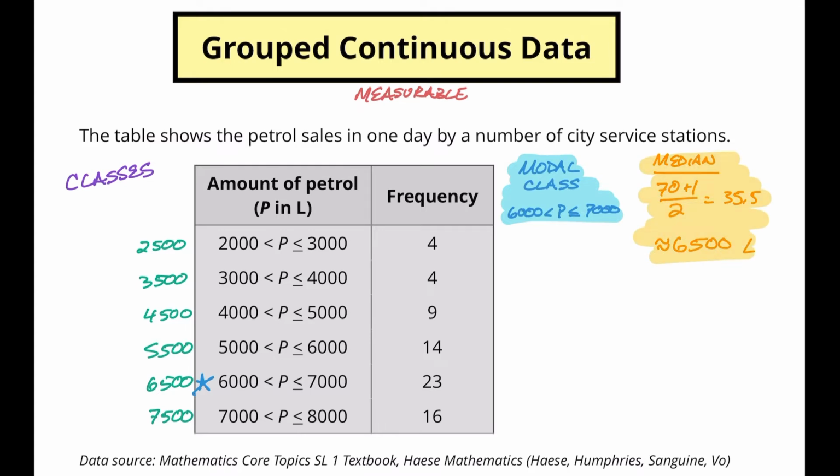Now, what about our mean? If you remember, our mean is our arithmetic average. So we're going to use an approximation by using the center or the midpoint of this data. So to find the mean, I'm going to use the frequency as well. So I'm going to say 4 times 2,500 plus 4 times 3,500 and so on. And that's going to allow me an opportunity to quickly calculate these values.